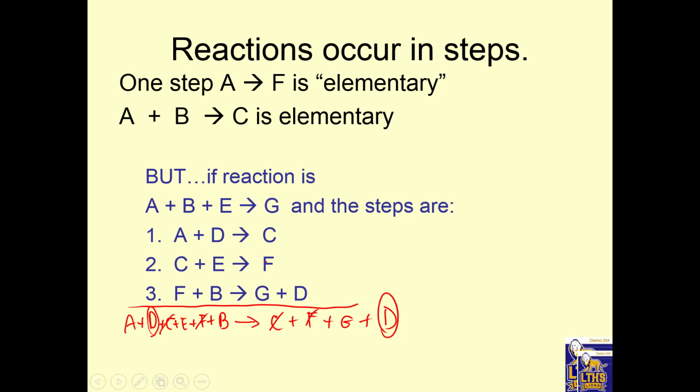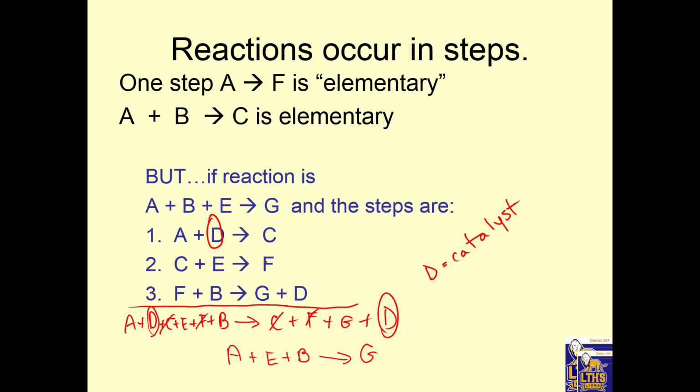Now the reason I circled D is because if you notice, D goes in and comes out at the end. Okay, so D is what we call a catalyst. So the reason it's going in the first step is to make that step faster, and the reason it comes out is the catalyst doesn't get used up. Okay, what do we have left then? A plus E plus B, which is what we needed, gives us G with these 3 elementary steps.